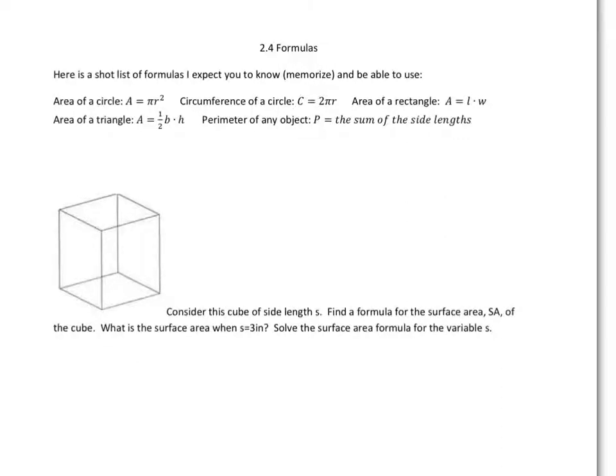Welcome to 2.4 formulas. Just at the top, there are a couple of things we would expect you to know as far as formulas are concerned. One is the area of a circle, which is A equals pi r squared. One is the circumference of a circle, which equals 2 pi r. The area of a rectangle is always length times width. The area of a triangle is 1/2 base times height. And the perimeter of any object is just the sum of the side lengths. That's how long it takes to get around it. So that's what we're thinking about right there.